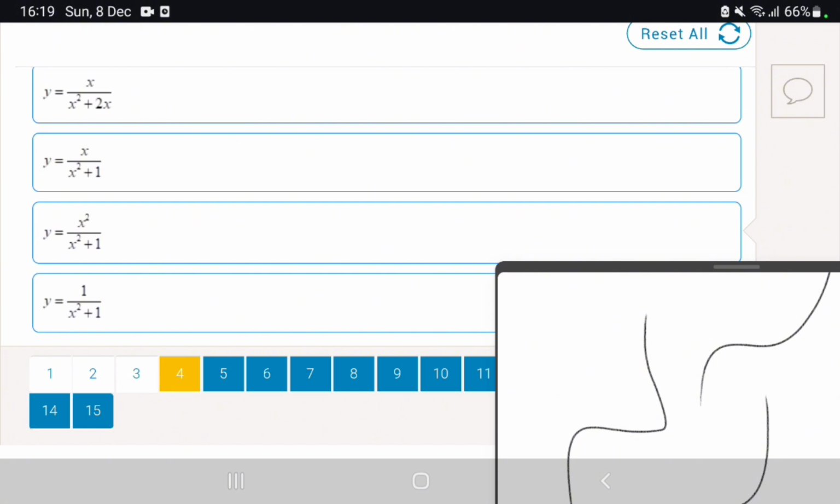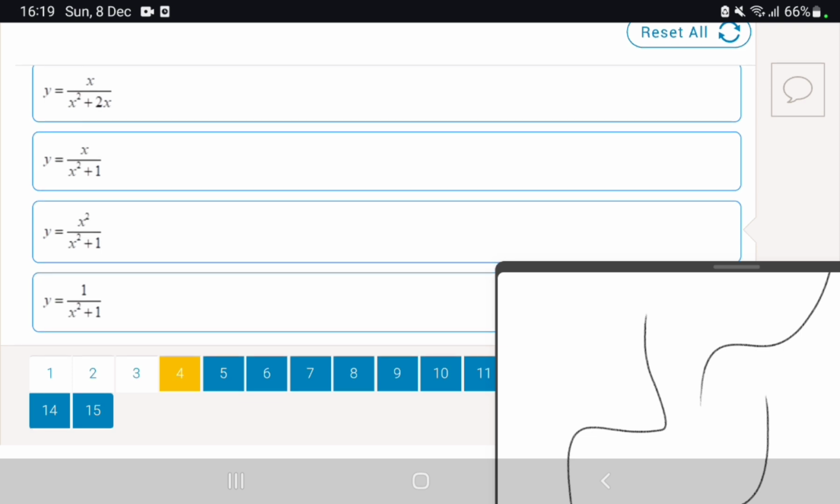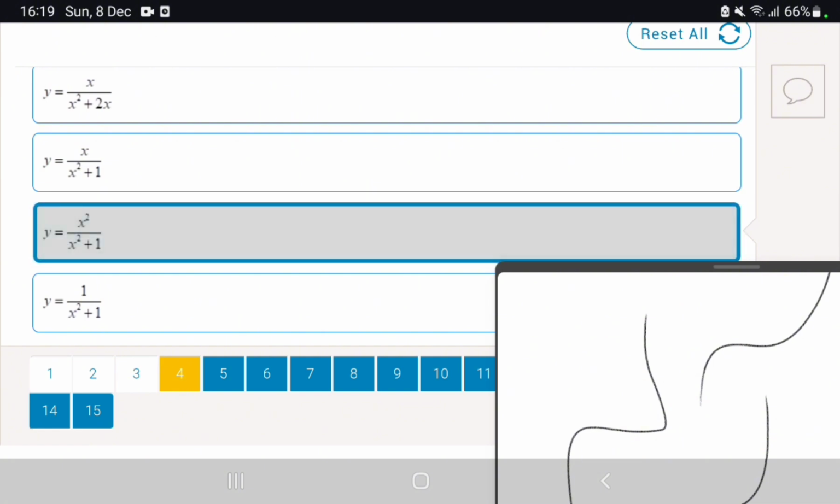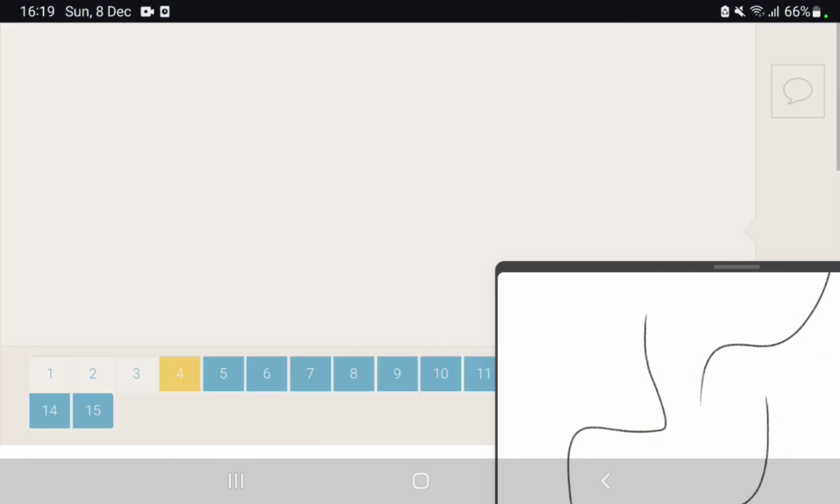If we do the same thing for the third equation, we will get that if we substitute x by 1, y will be equal to 1 over 2, and if we substitute by -1, it will be -1 over 2. For the last two, we substitute by 1 and -1. If we substitute x by 1, y will be equal to 1 over 2, and if we substitute by -1, it will be positive 1 over 2. So it's this one. And then for the last one, we substitute by 1 and -1, and if we substitute by 1, it will be 1 over 2, and if we substitute by -1, it will be 1 over 2 as well.